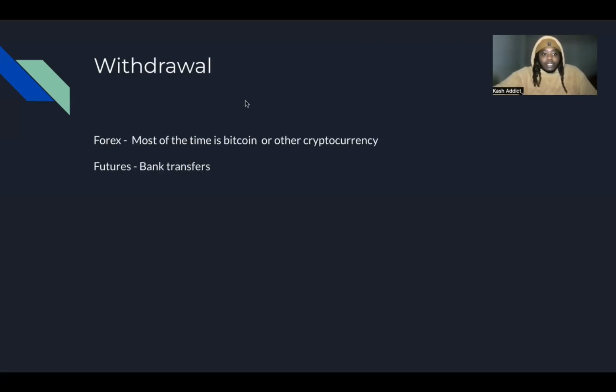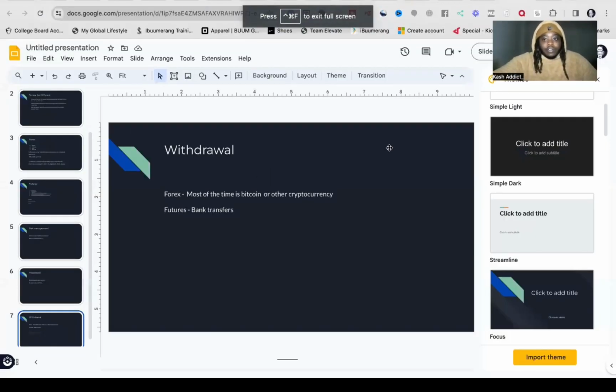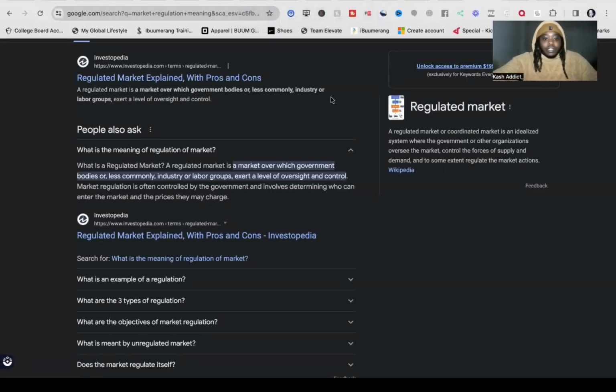Now, the withdrawal process in Forex most of the time is Bitcoin or other cryptocurrencies, like Ethereum, Litecoin and so on, which you can use to actually get paid. Then you have to transfer that crypto into USD and get it into your bank account. So it sounds like a lot of steps, versus futures, which is just a straight bank transfer. Or if you're using a prop firm, they might use something like Wise, and once again it's still easy to transfer into your bank account. It cancels out a lot of the processing fees and stuff like that. So as you can see, guys, it's not too much of a difference, but let's go over this right here.